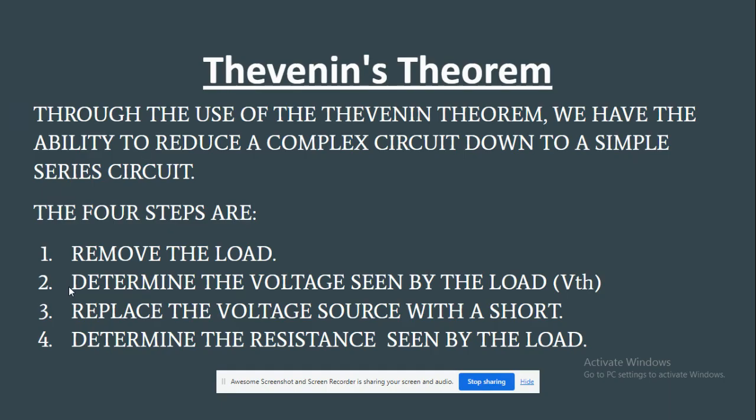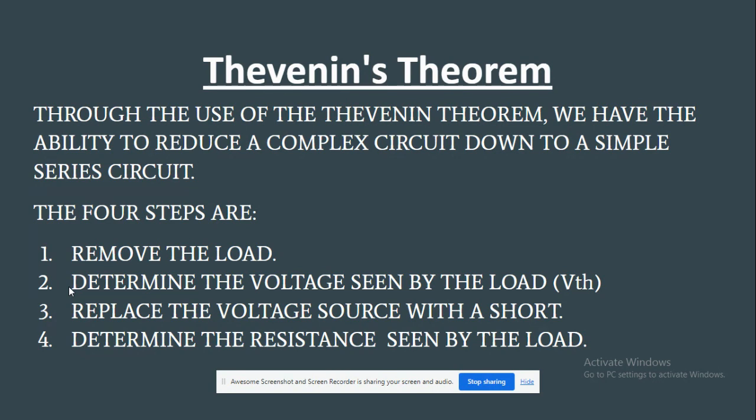Now we go to Thevenin's theorem. Through the use of Thevenin's theorem, we have the ability to reduce a complex circuit down to a simple series circuit. Through Ohm's law and Kirchhoff's current and voltage laws, we were basically proving something. And then we have the theorem in which we can simplify a circuit. So basically, four steps. First, remove the load. The load is a circuit element through or across which you want to find a current or voltage.